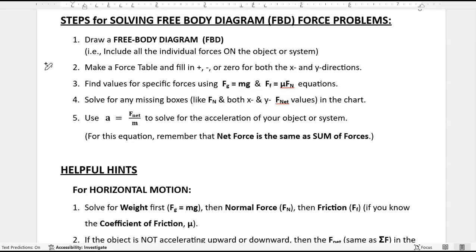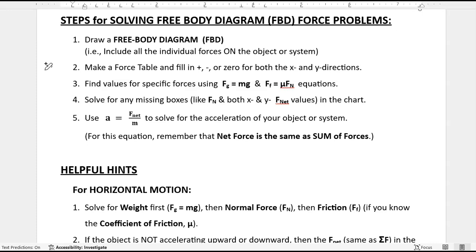And then if you have the coefficient of friction, the mu, that Greek letter in this formula for friction, you can multiply mu times the normal force, once you determine the normal force, to get the frictional force. And if you don't know the mu value, the coefficient of friction, you can just write the formula. The force of friction equals mu, the coefficient of friction, times the normal force.